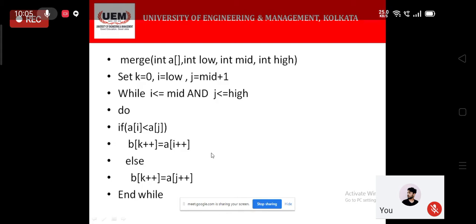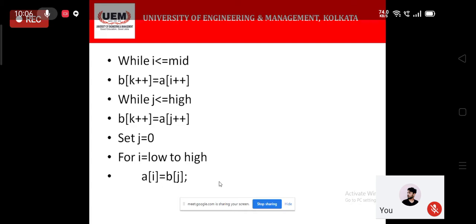So increment it. Now it may not be the case. If it is not, meaning if the element on the left side is not less than the element on the right side, then you take the aj, and in that case you will increment the aj. Okay, so this is one situation. Fine. Now this is the thing till the time the number of elements on both sides are equal.